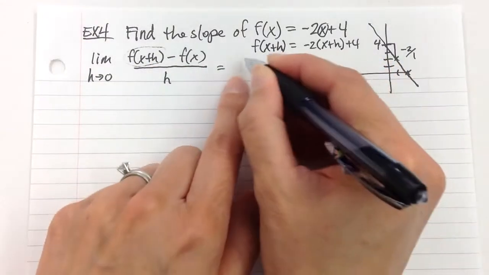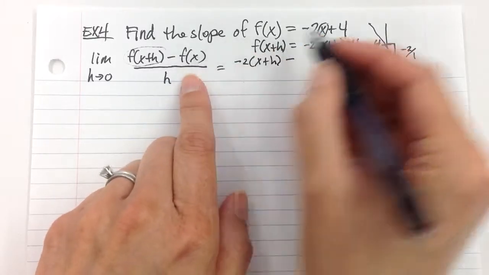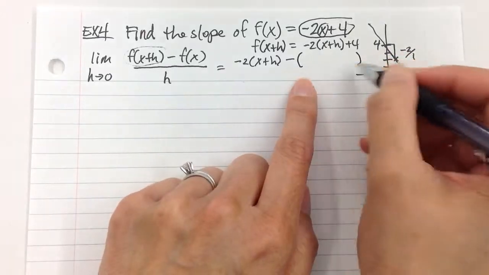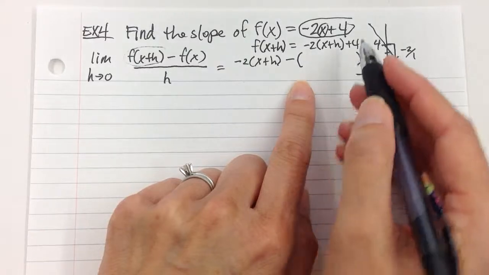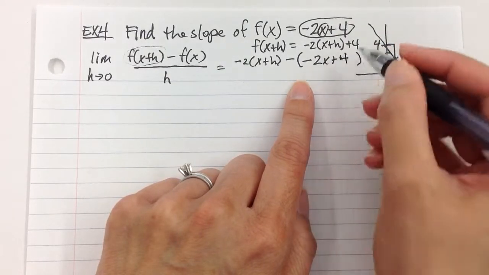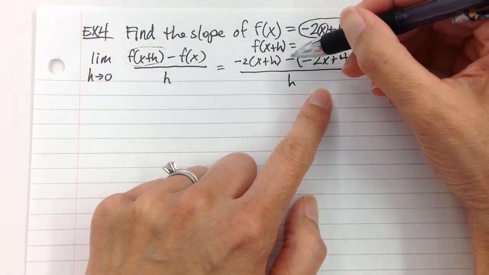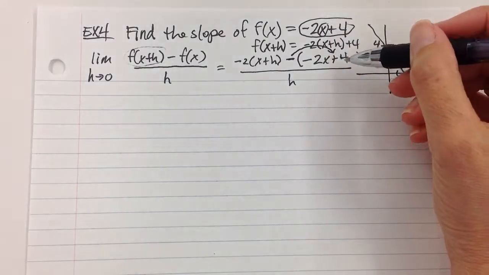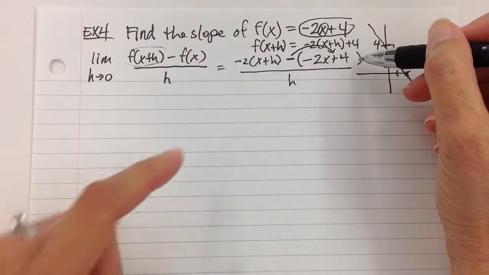So it's just -2 times x plus h, plus 4, minus, now my f of x is just the original function. You have to put parentheses around this whole function. Whenever you subtract this f of x, there needs to be a big parentheses around it. Minus the quantity -2x plus 4, all over h. Why does that make a difference? Because this negative is going to distribute, and it's going to make that +4 a -4. Always. It's always going to change the sign of anything after the first part.